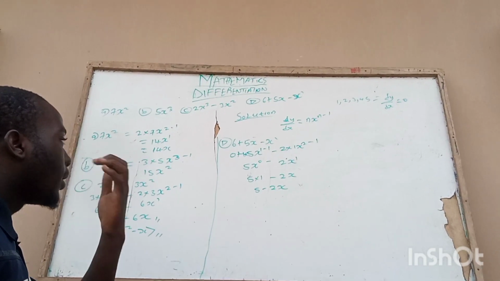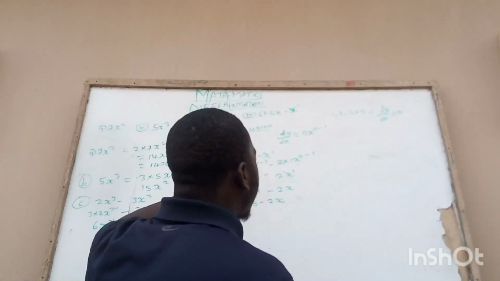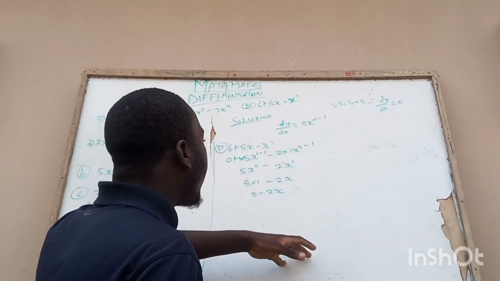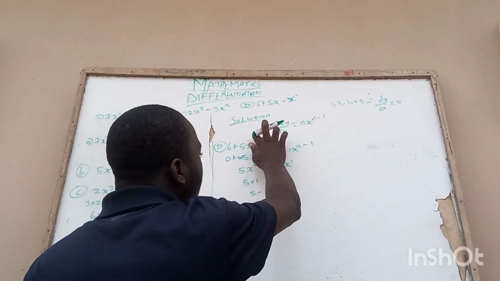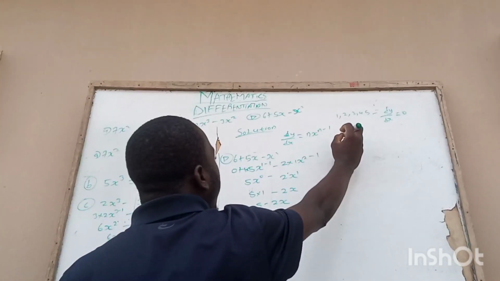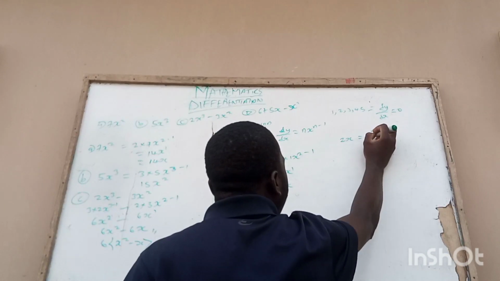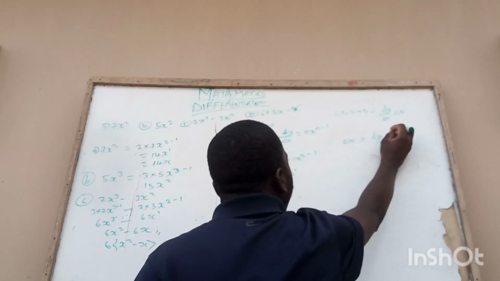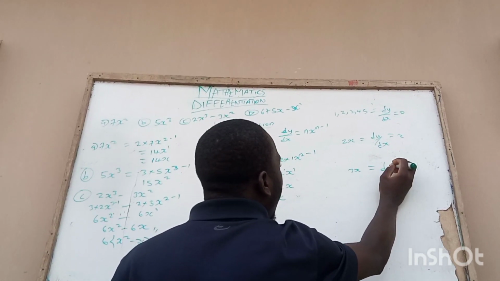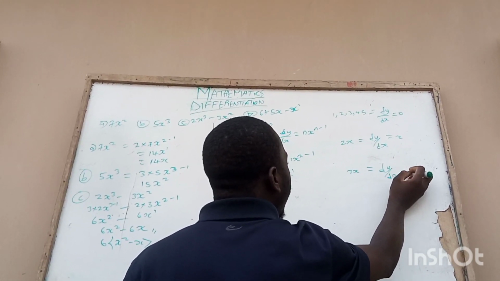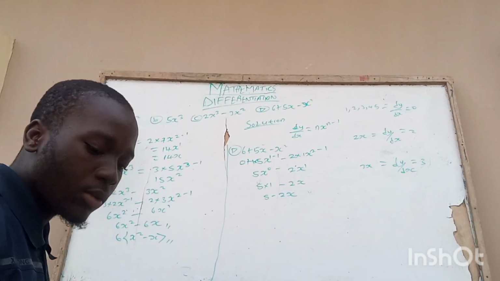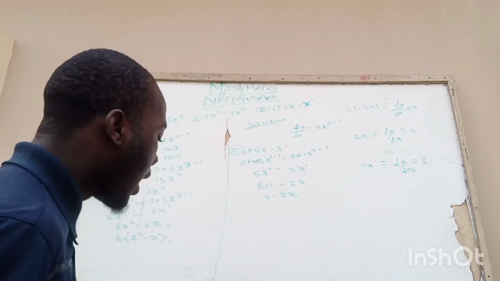So simple thing: the differentiation of any constant will give us 0, and for 5x, 6x, 7x, anything that has x to the power 1, the differentiation is the coefficient. So the differentiation of 2x, dy/dx, is 2. The differentiation of 3x, dy/dx, is going to be 3. Now let's move to more complex questions.